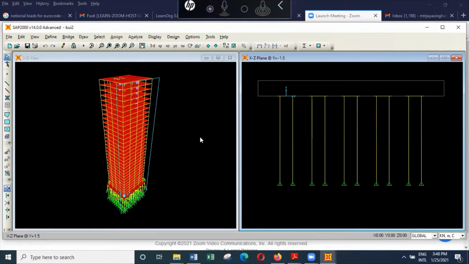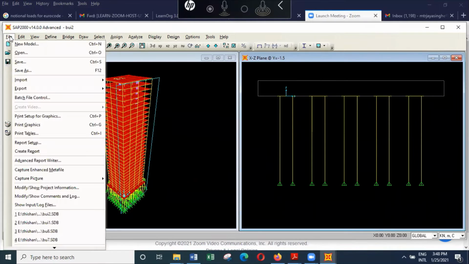Can you understand what I have explained? Any feedback, please? Okay, it's okay. Now the next question is, can you represent the soil with springs?